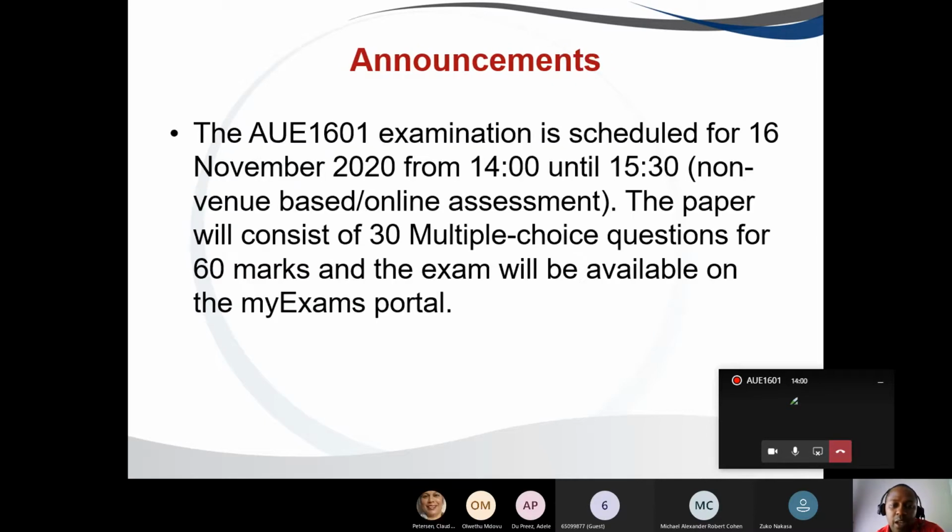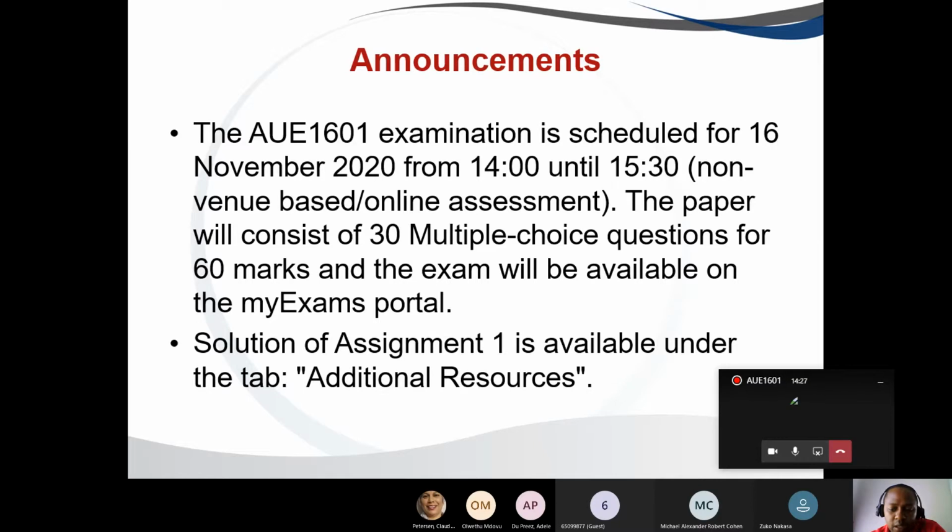Starting off with the announcements, the first one is that the exam for this module is scheduled for the 16th of November from 2 until 3:30. It's non-venue based, meaning that it's an online assessment. The paper will consist of 30 multiple choice questions for 60 marks, and the exam will be available on the My Exams portal.